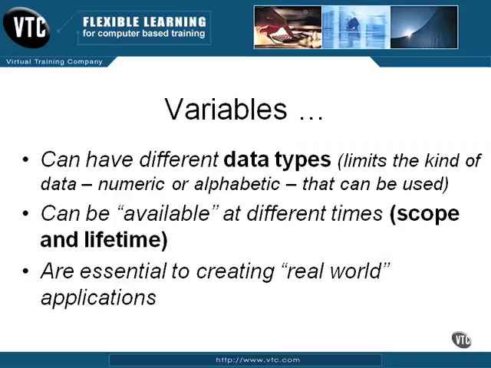Variables can have different data types. We will discuss data types specifically. It limits the kind of data, whether it be numeric or alphabetic, or actually other types, that can be used. Variables can be available at different times. This is referred to as the scope and lifetime of a variable.